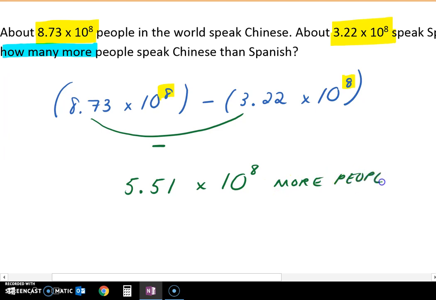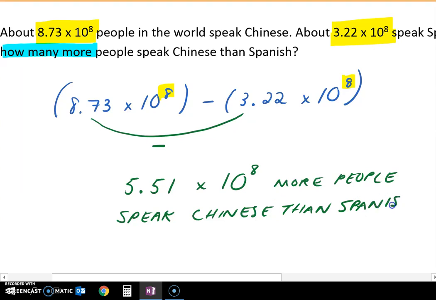Remember, these are word problems, so we are going to answer those in complete sentences. Speak Chinese. Then Spanish. And that is your final answer for this problem.